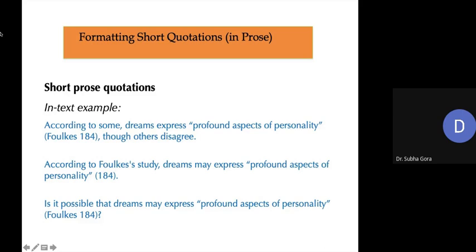What about short prose quotations? This is the most common aspect that we use in our research papers, right? If the prose quotation runs no more than 4 lines and does not require any special emphasis, you can simply put it in quotation marks and incorporate it into the text. But it is definitely mandatory to provide the author and the specific page citation in the text, and do include a complete entry without fail in your works cited page. That's mandatory, right?